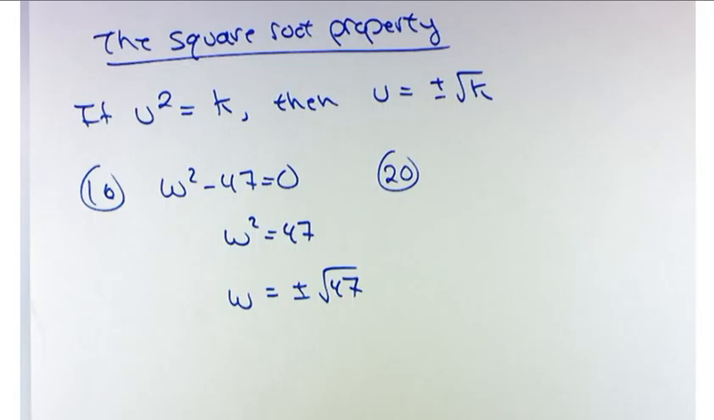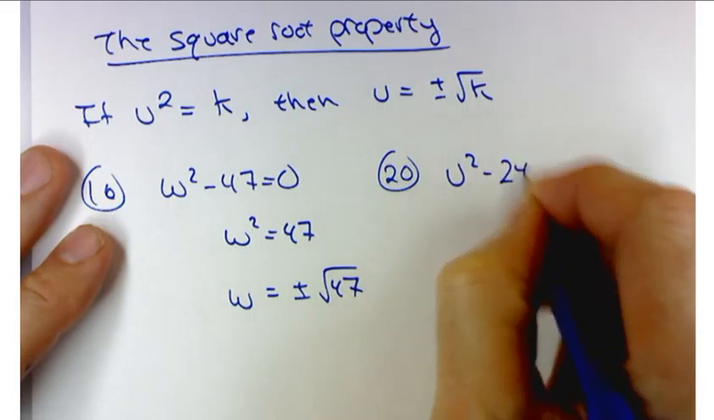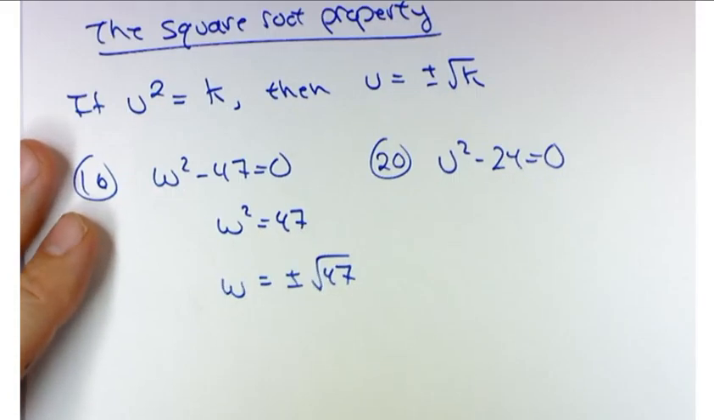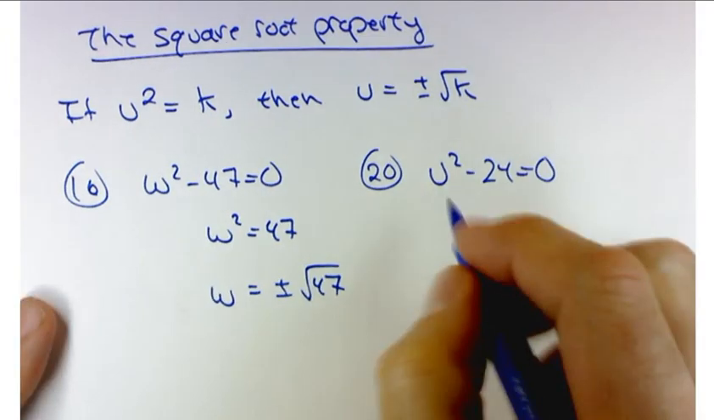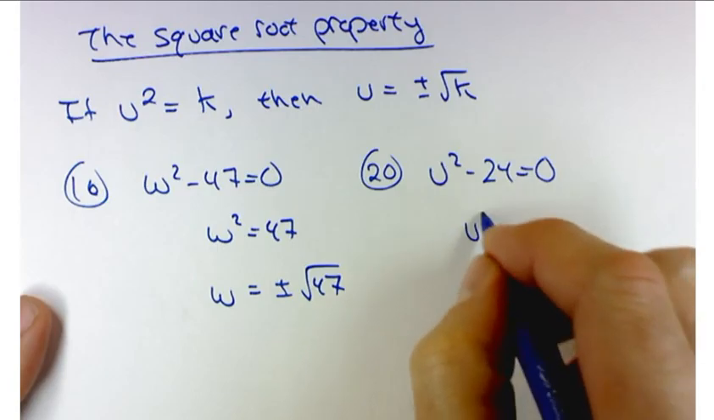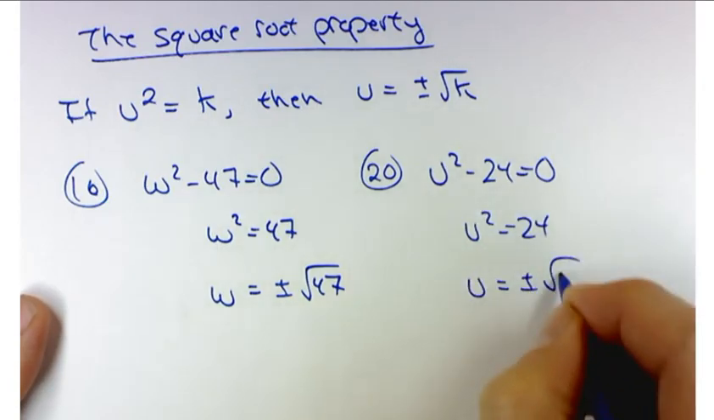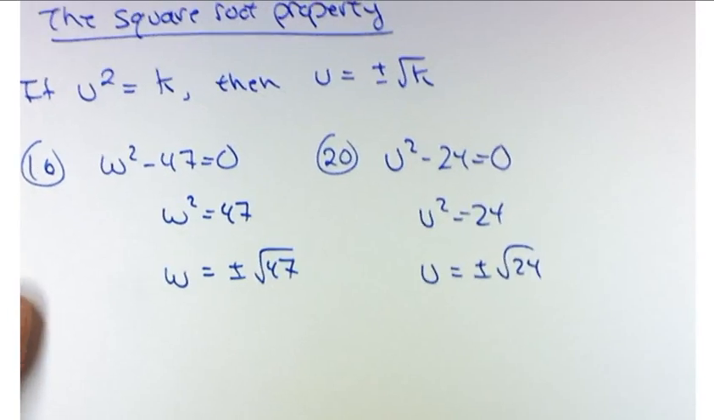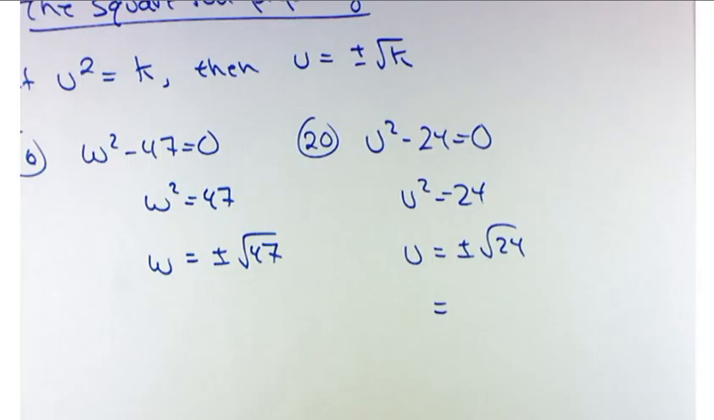Let's try problem number 20. U squared minus 24 equals 0. Similar kind of thing here. I'm not sure how much work I would expect on this one. A lot of you might stop right here at U equals plus or minus the square root of 24. But there is a chance to earn an extra credit point on a problem like this. Does anyone see what that would be?